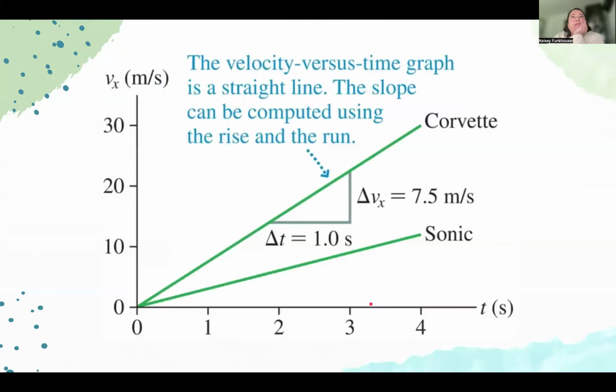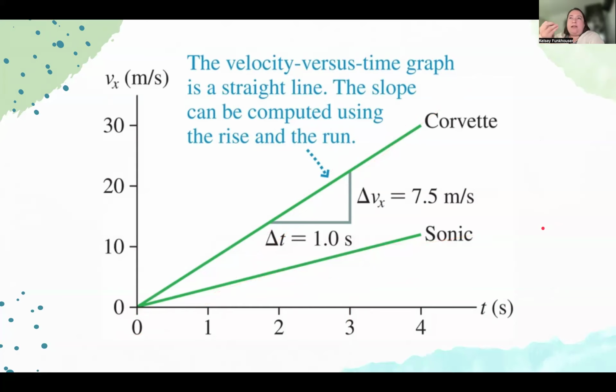We can also look at what this would look like on a velocity graph. This is an example of velocity graphs where velocity isn't constant, it is changing. And so we can see that the Corvette has a much steeper slope than the Sonic does, and that it's changing faster than the Sonic is.